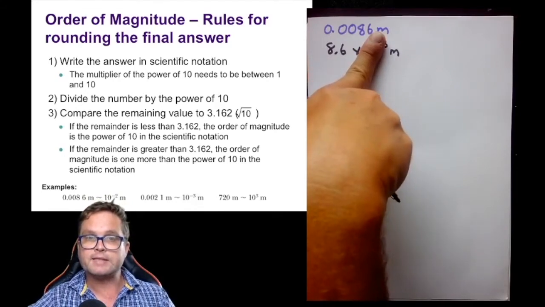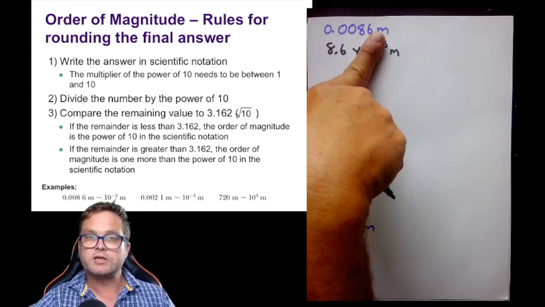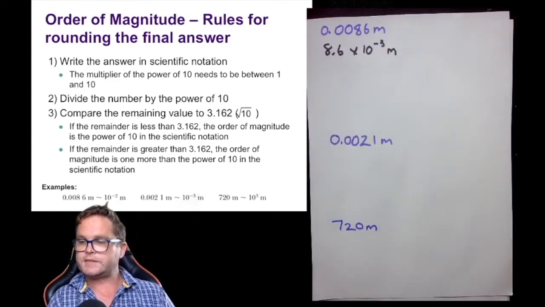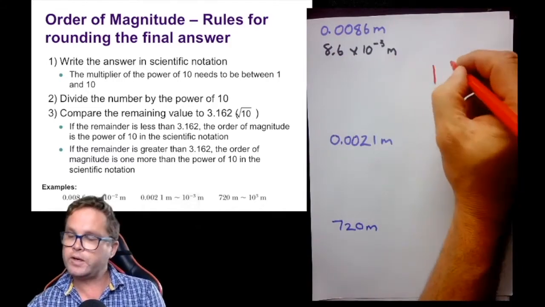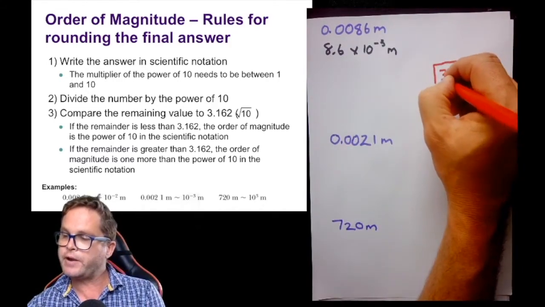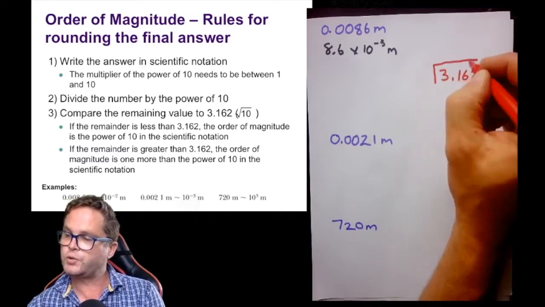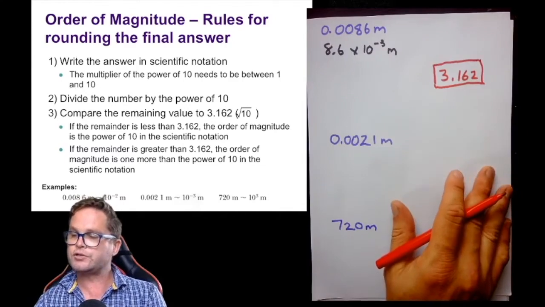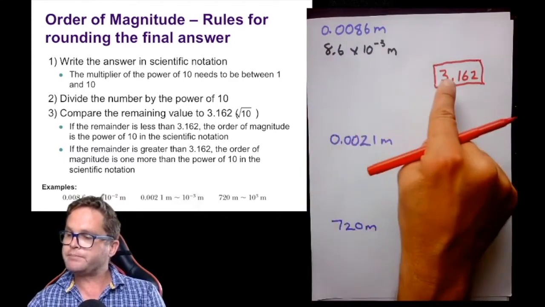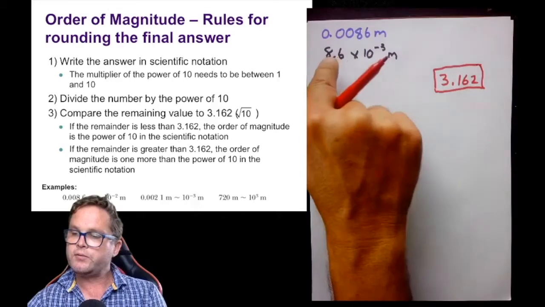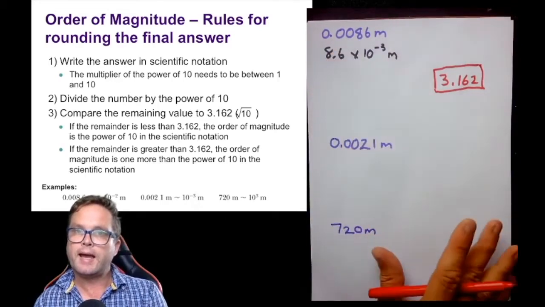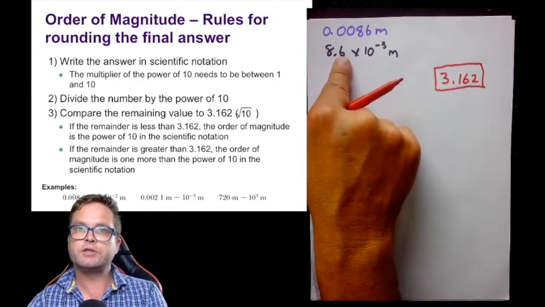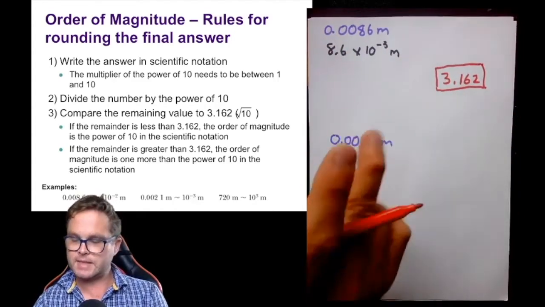And in step 3, it says compare this number in front to the number 3.162, which is the square root of 10. So every time we look at the number in front, we're going to be comparing it to this number 3.162. And we're going to use this comparison to tell us how we should do the rounding. If this number in front is bigger than 3.162, then we're going to round this number to a 10. If it's less than 3.162, we're going to round this number to a 1. That's what step 3 says.